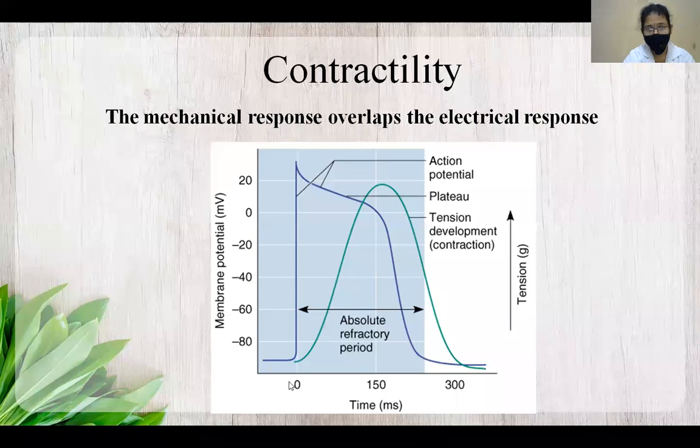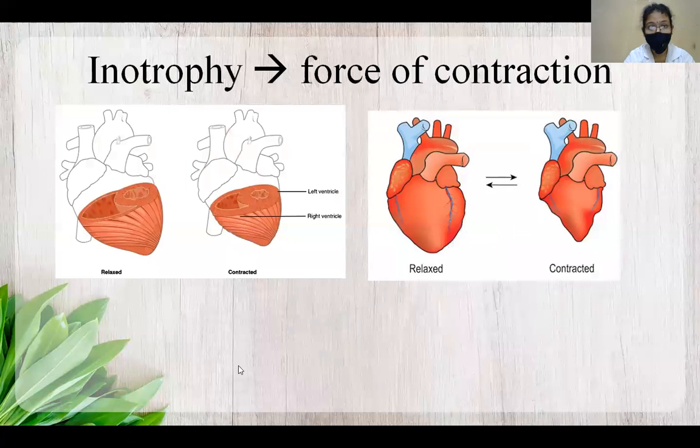Okay. And if you look at the time duration, it is quite long. Okay. Almost 250 to 300 milliseconds. So that long is the action potential. Look here. So the force of contraction, this property is known as inotropism. So when we talk about inotropism, we are talking about the force of contraction.